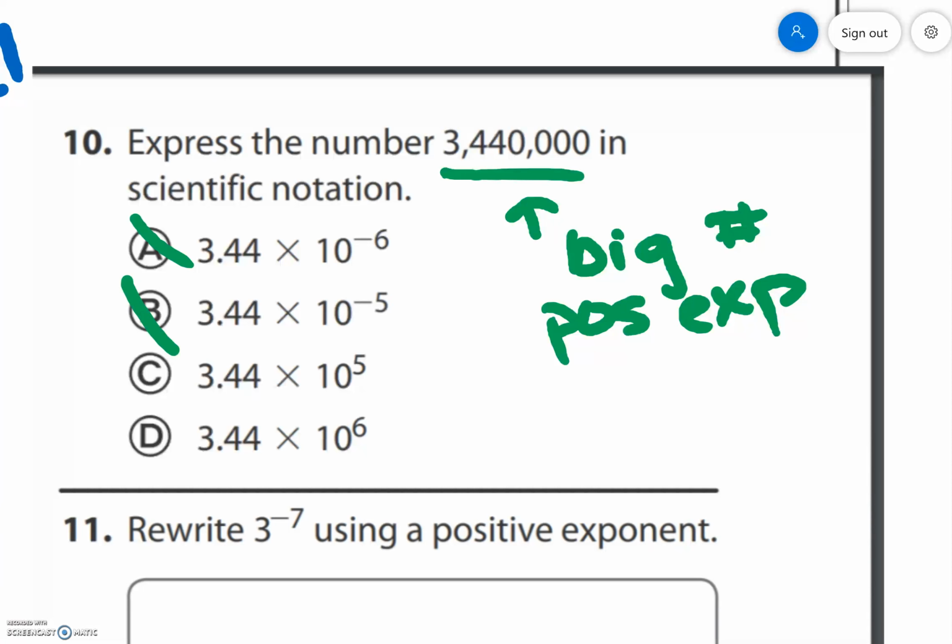The next thing you have to do is remember to count the decimal places you move. I want to put the decimal there because it's a number between 1 and 10. You start at the end. We're going to count 1, 2, 3, 4, 5, 6. So it should be 3.44 times 10 to the 6th.